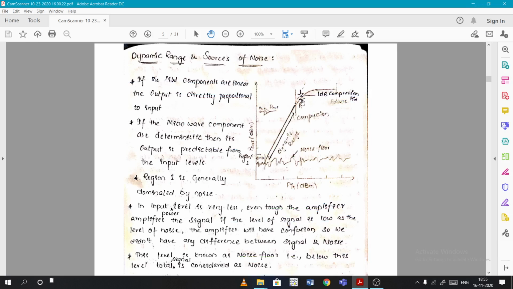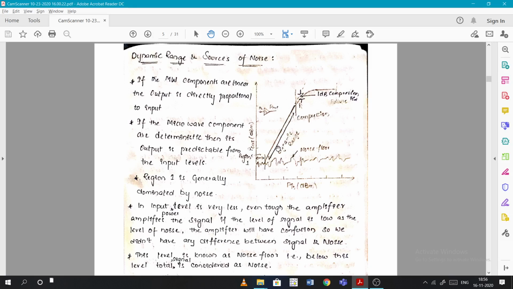Let's see the continuation. Here let's see what the dynamic range and sources of noise are. Now actually in microwave components, all components will be linear. That means the output is directly proportional to the input. For example, let us give an input of 5 dB and it has a gain of 2, then the output will be 10, like y is equal to mx. So y is equal to mx, it is linear, right? It should be like that, but practically it won't be. What happens is that only up to a certain range will it be linear. So that linear portion we call the dynamic range.